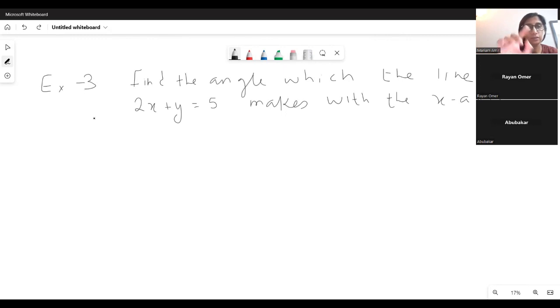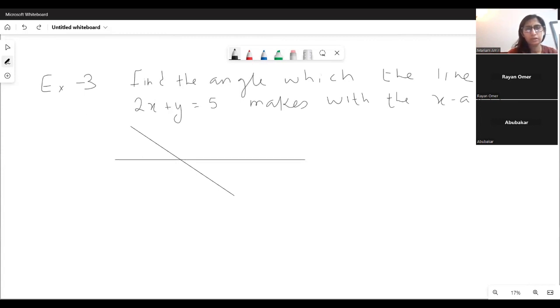So there's a line 2x plus y equals 5. It will probably have a negative slope. Yes, because y equals minus 2x plus 5, so it'll be a falling line. Anyway, you don't really need to know that. They're asking you to find the angle that this line makes with the x-axis, or this angle, any one angle.